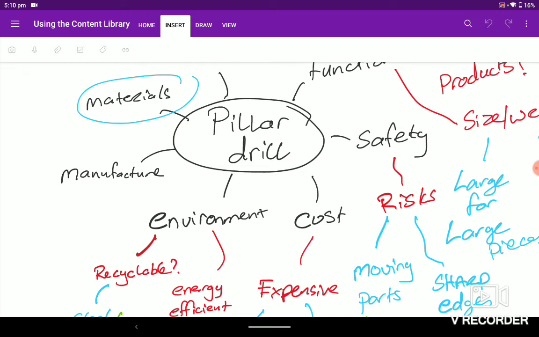This is one thing where you will need to research. You will need to research some of this, to do with your own specific product. So manufacture: how is it made? You're going to talk about things. For pillar drills, a lot of it will be on the lathe.